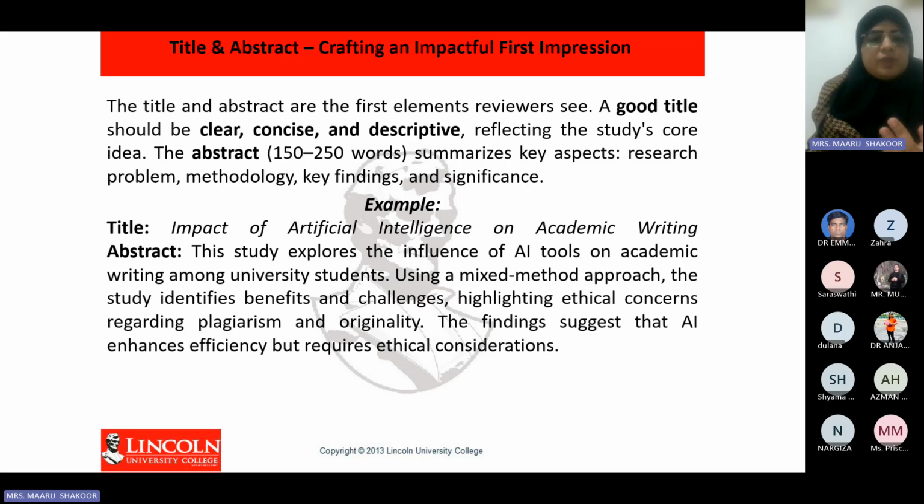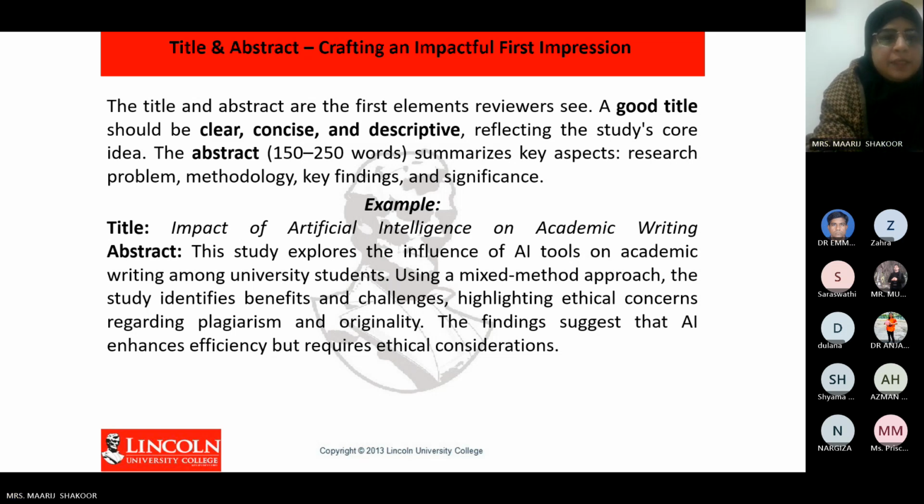For example, the title is Impact of Artificial Intelligence on Academic Writing. This study explores the influence of AI tools on academic writing among university students using a mixed method approach. Here the abstract mentions which research approach is going to be followed. The study identifies benefits and challenges, highlighting ethical concerns regarding plagiarism and originality. The findings suggest that AI enhances efficiency but requires ethical consideration.